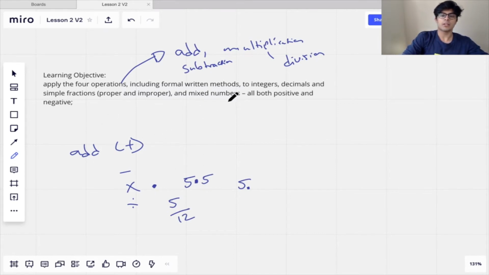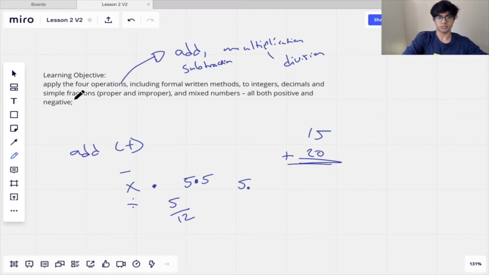The formal written methods, those are like the proper working your teacher always tells you to do. With addition, say if they ask you to add 15 and 20, you have to do it this way, like that. For example, this long addition, or might be long division, long multiplication. When it says show your working, this is the kind of thing you should be doing.